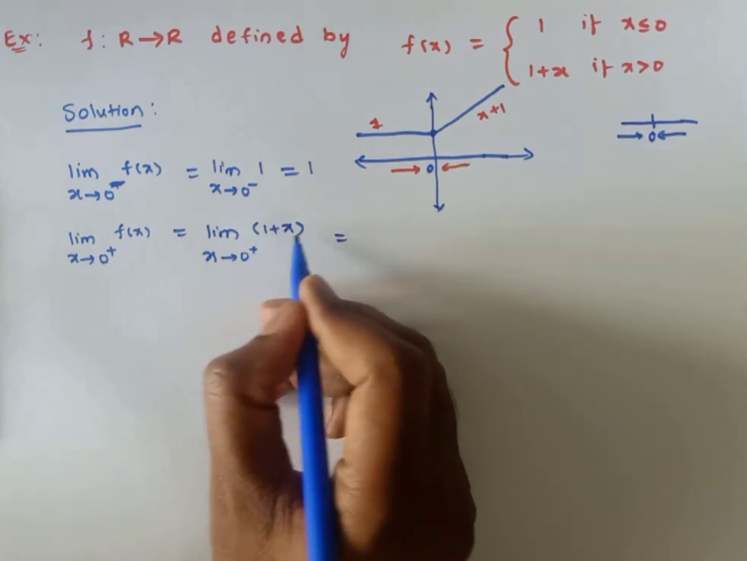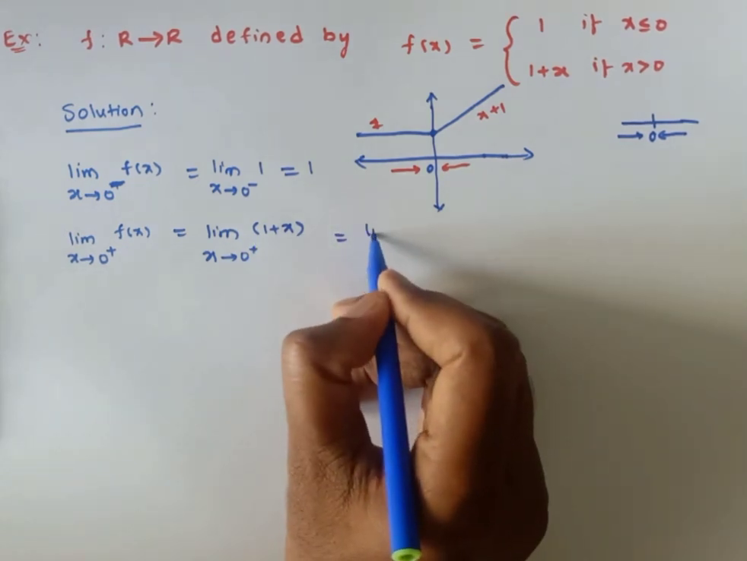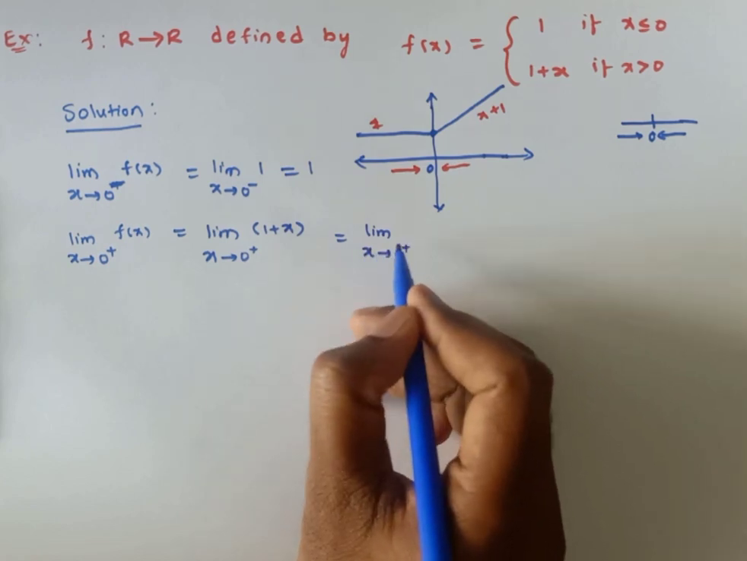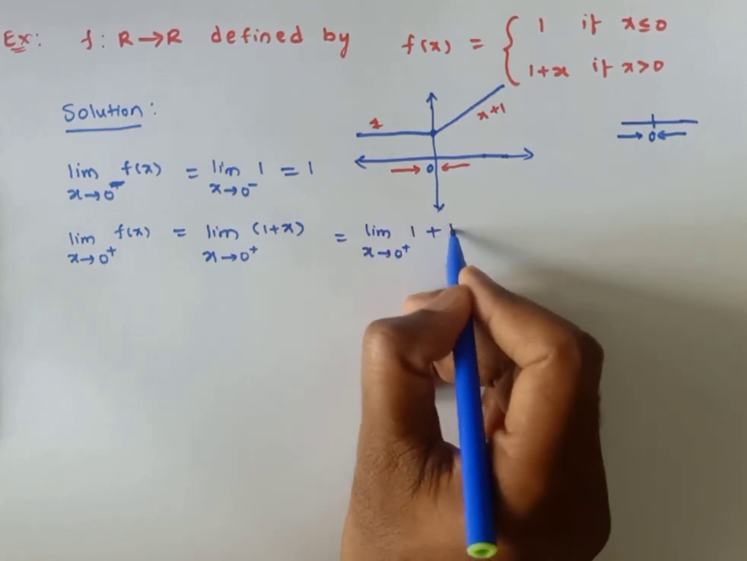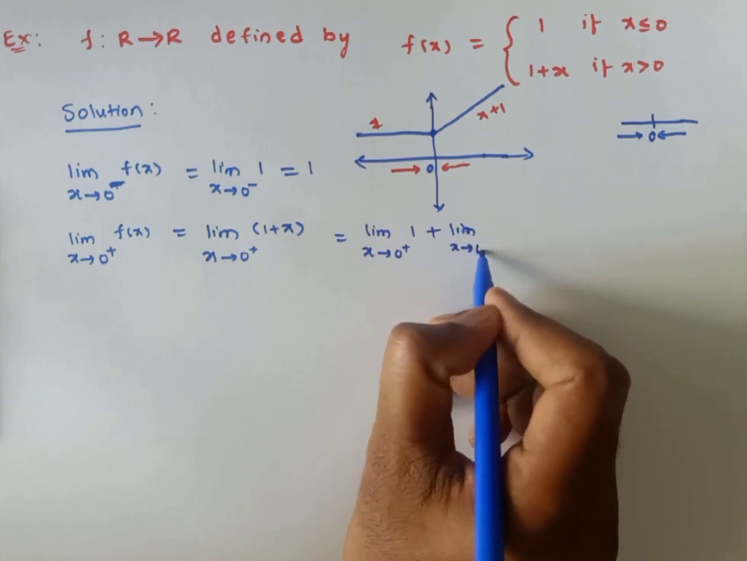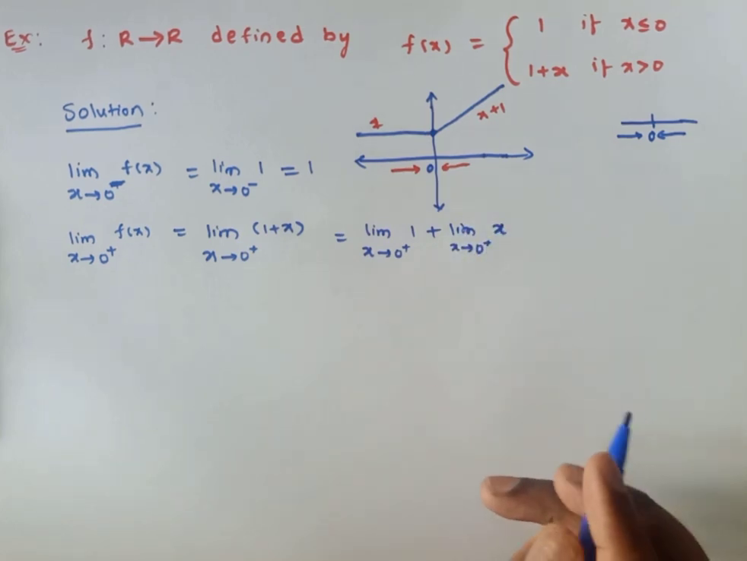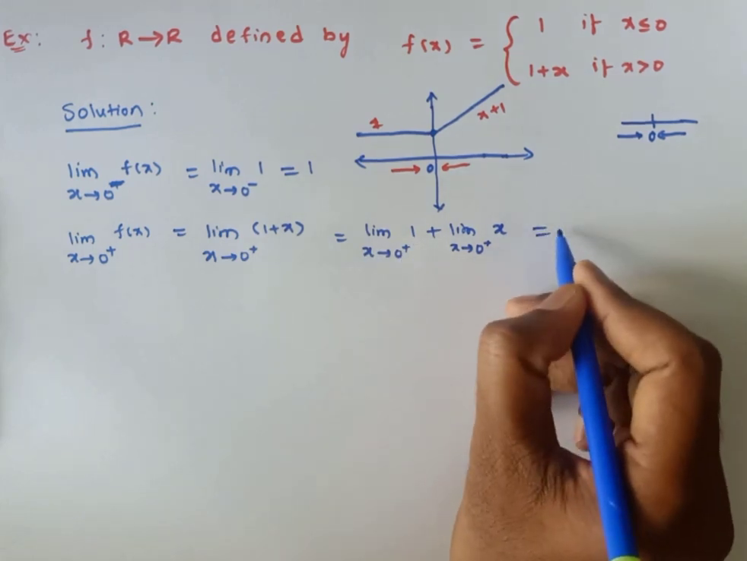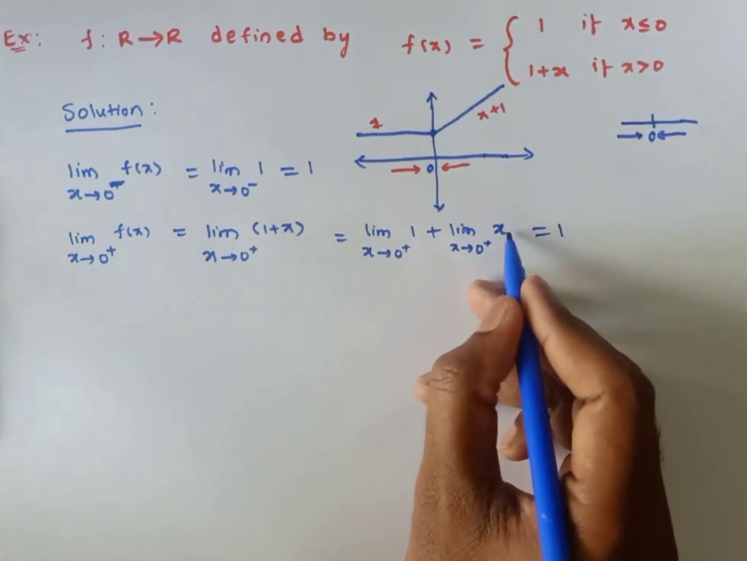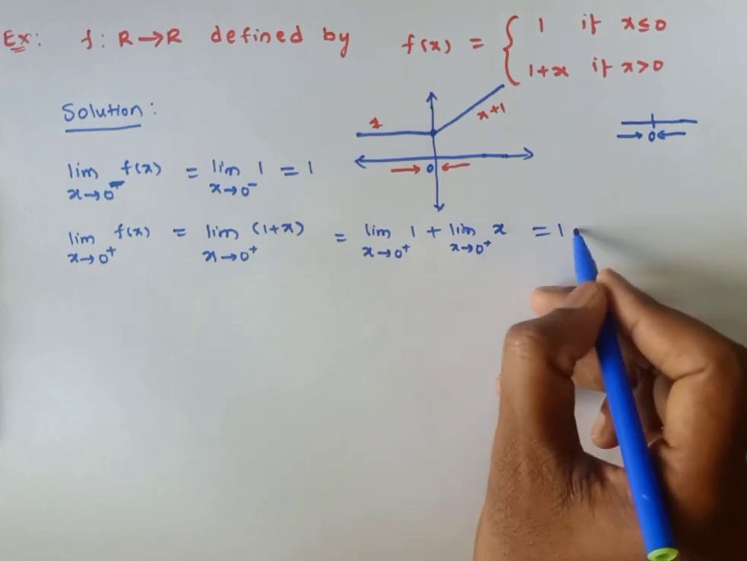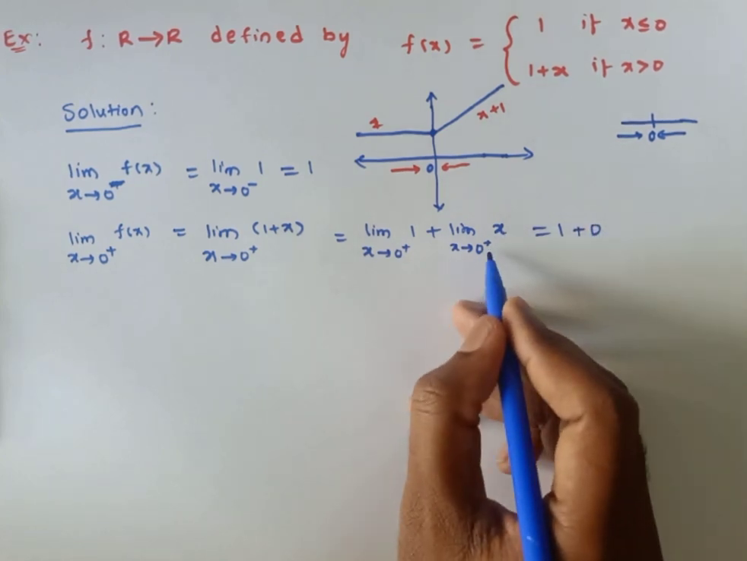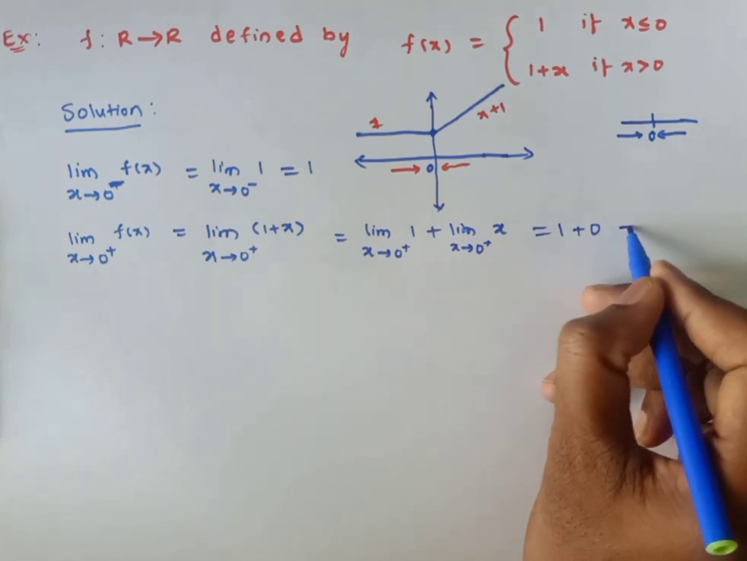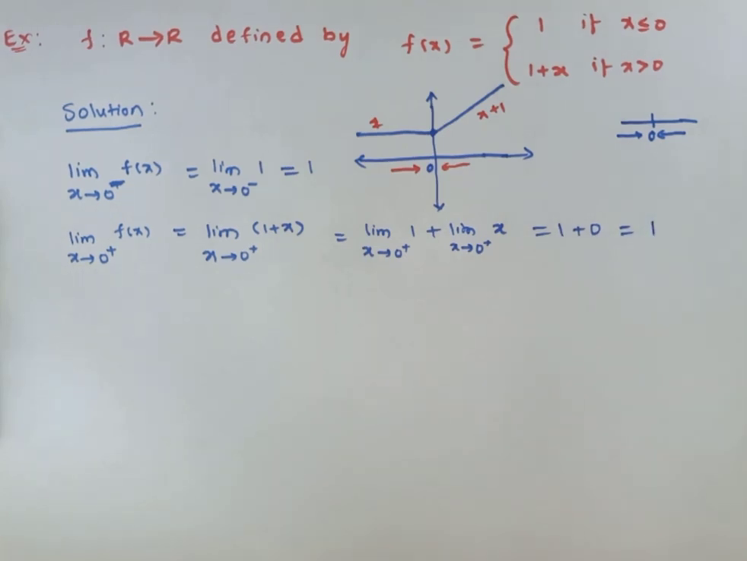Now this is in the form of f of x plus g of x. So we need to apply the limit for both the functions f and g at this. Now 1 plus limit x tends to 0 plus x also. Now limit x tends to 0 plus of 1 is 1 only, and limit x tends to 0 plus of x is 0 only. 0 plus is nothing but a little bit more than 0, so you can consider it as 0 only, no problem. So this is 1 plus 0, which is 1 only.